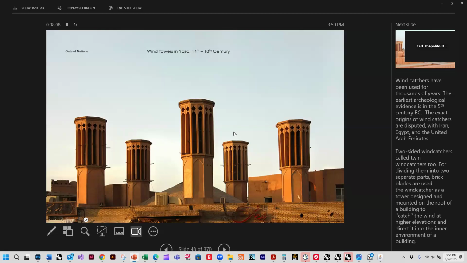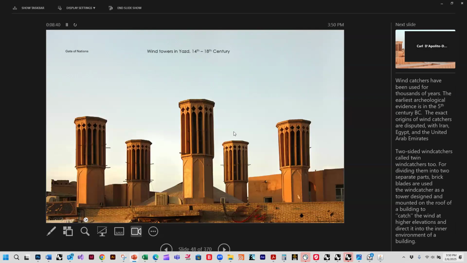Okay, then there are the wind towers and yachts, and the wind towers are all over the place. They're in Iran and in Egypt and in the Arab Emirates, and nobody knows who invented them. There's archaeological evidence of them back from the 5th century BC. But they're amazing devices. They're basically air conditioners in the past. And there are many different kinds.